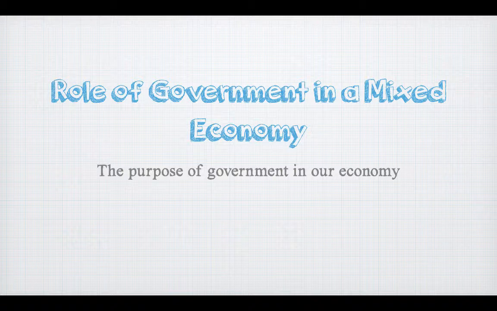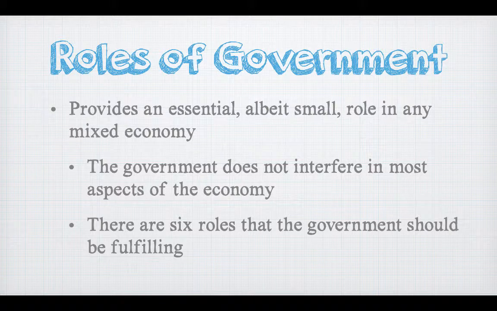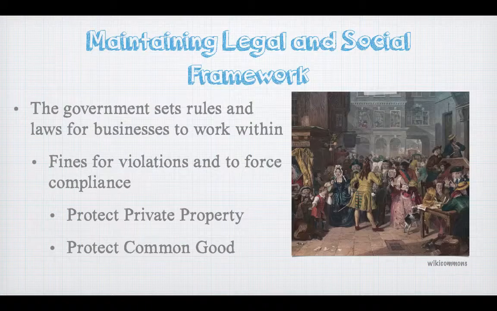Today we're going to take a look at the role of government in a mixed economy again, but we're going to focus on the first two that we went over last time, and that's maintaining legal and social framework as well as maintaining competition. As a refresher, the role of government is small but important in the United States. The government tries not to interfere in most aspects of the economy, but it will step in, and there are 6 total roles. Again, we're going to cover the first 2 today.